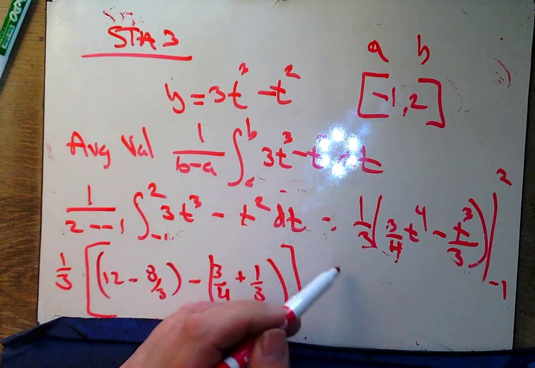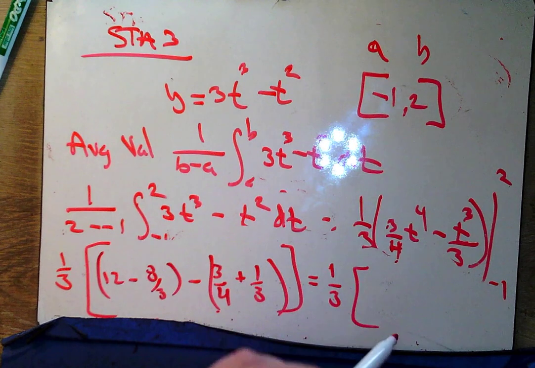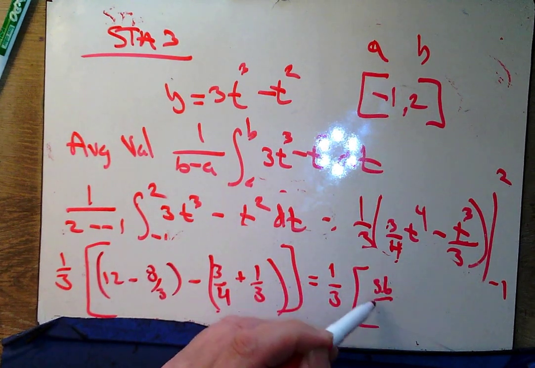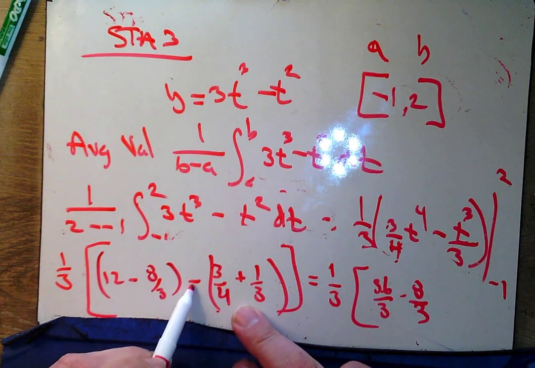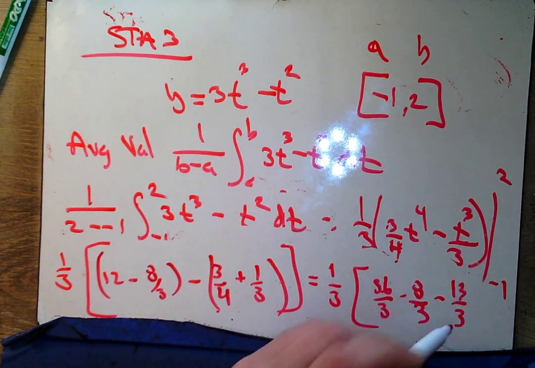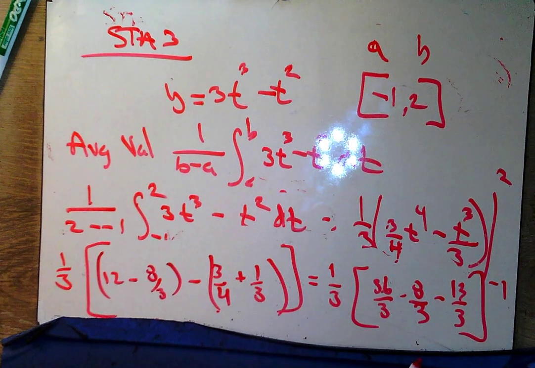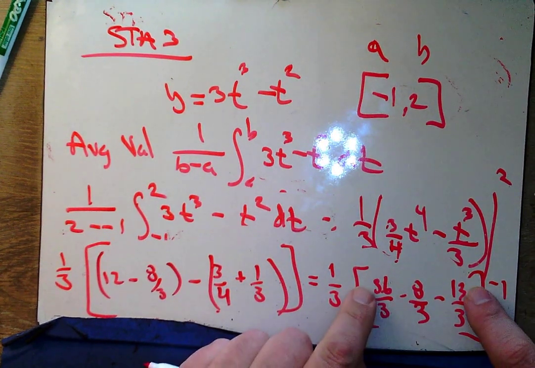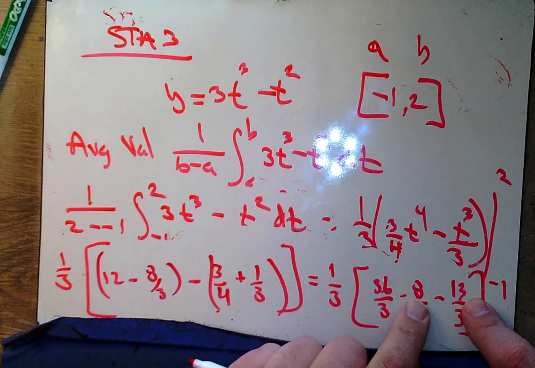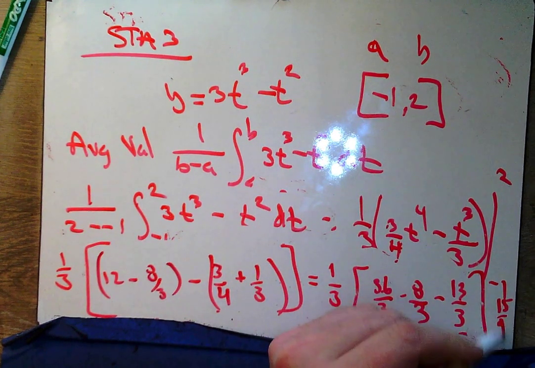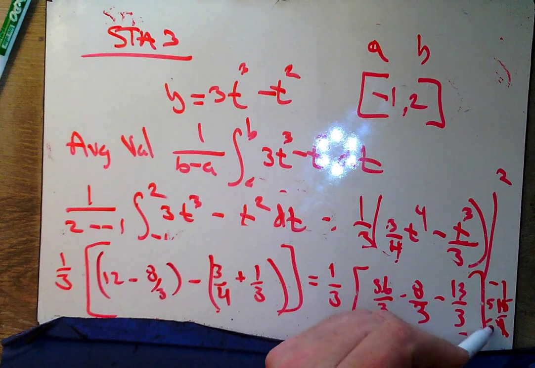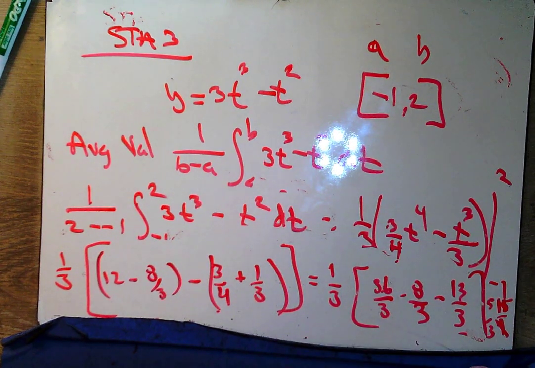Okay, so we're going to have 1/3. We're going to have 36/3 minus 8/3. And this is minus 13/3. I think that's correct. So this is going to be 23. It's 21. That's 15/3, 15/9. I can take a 3 out of those and get 5/3. And I don't see that one either. Bah!